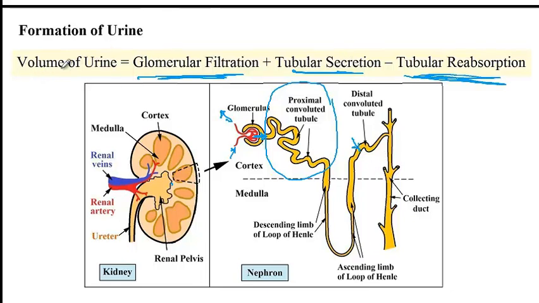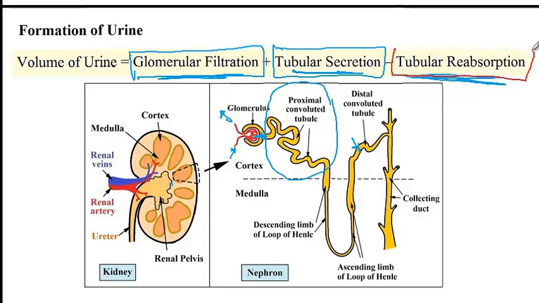So that's why we say the volume of urine depends on how much glomerular filtration we have plus how much tubular secretion we have. But then so much of this urine filtrate, which contains water, sugar, and salts, will get reabsorbed. So glomerular filtration plus tubular secretion minus tubular reabsorption gives us the volume of urine. Let me give you an example. Let's just talk about water.